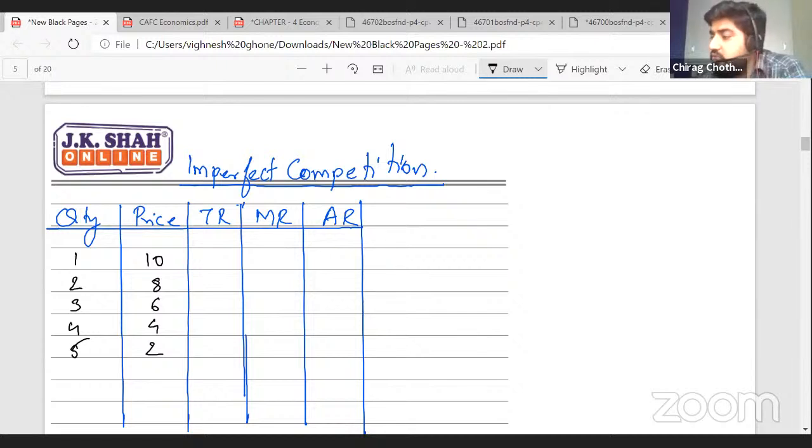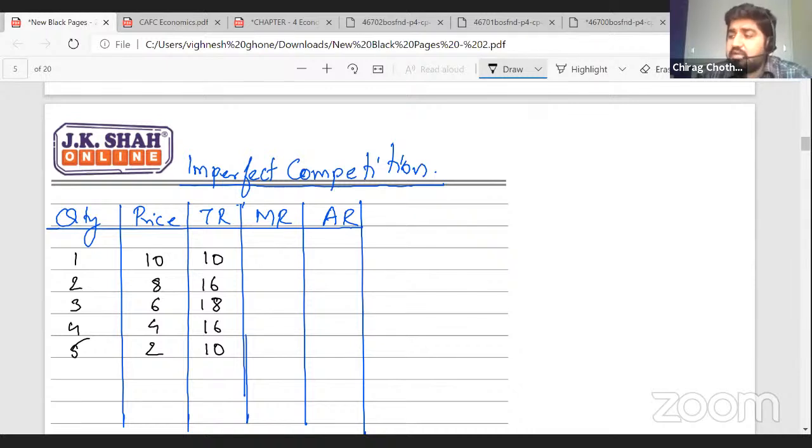So what will be total revenue now? Total revenue is nothing but price into quantity, correct? So price into quantity, so 10 into 1, it will be 10, 8 into 2 will be 16, then it will be 18, then it will be 16 again, and finally it will be 10.